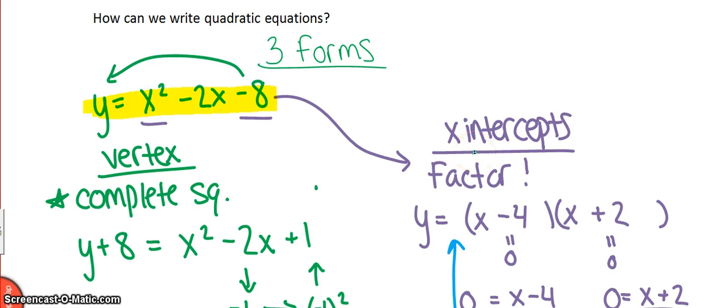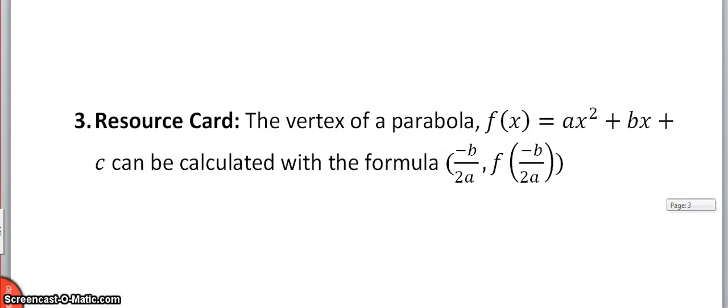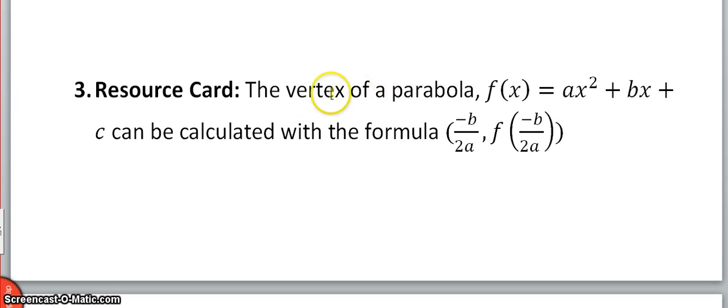You can always use your graphing calculator to find the vertex or x-intercepts. But what if you don't have a calculator and you're trying to find the vertex? You can always find the vertex of a parabola in standard form, ax squared plus bx plus c, using this formula here. Negative b over 2a would be your x-coordinate, and f of negative b over 2a would be your y-coordinate.